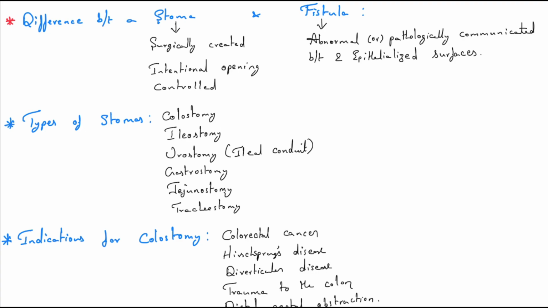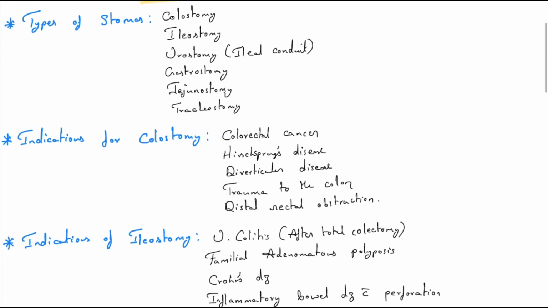The question will be like: what is the difference between a stoma and a fistula? A stoma is a surgically created artificial opening, intentional and controlled. A fistula is an abnormal, pathological communication between epithelialized surfaces. The types of stomas we discussed already: colostomy, ileostomy, urostomy, ileal conduit, gastrostomy, jejunostomy, and tracheostomy. Everything we discussed properly.